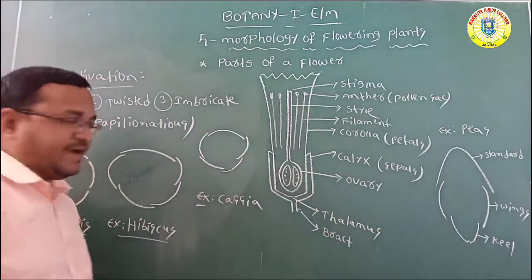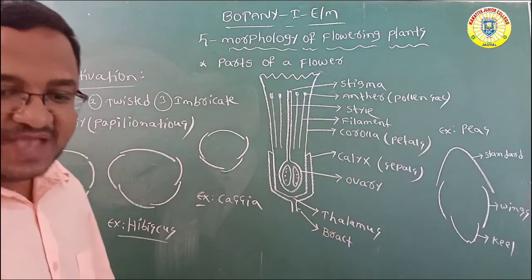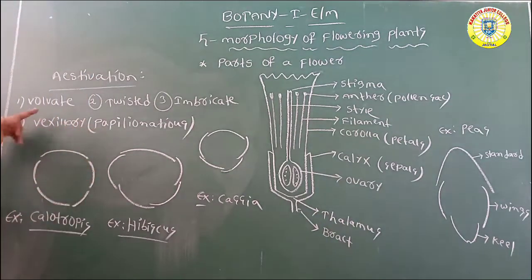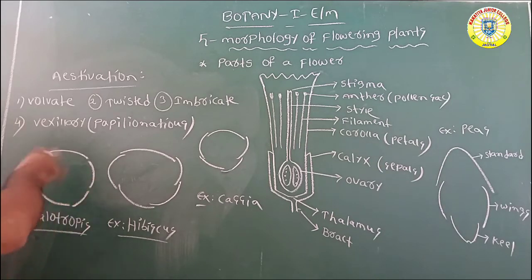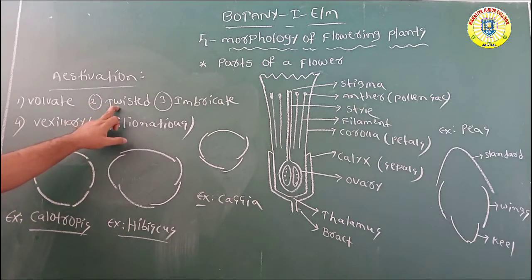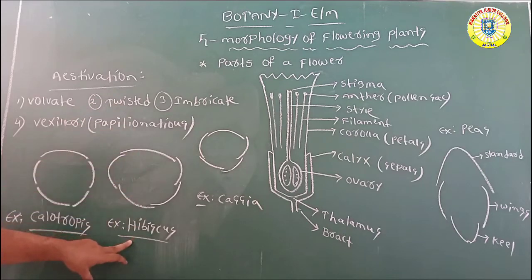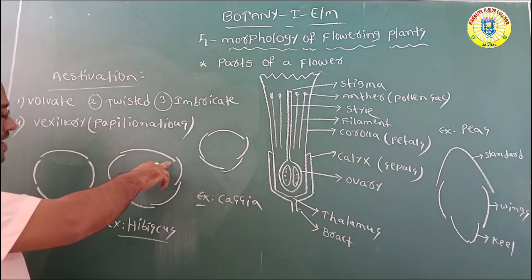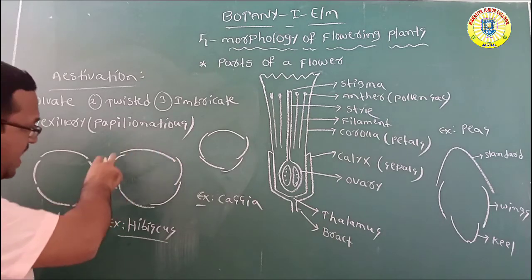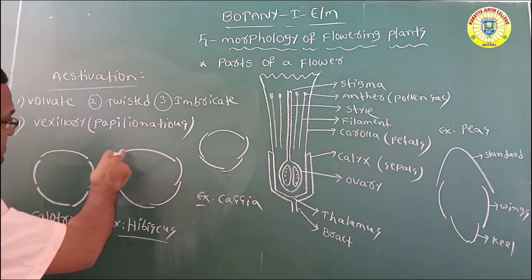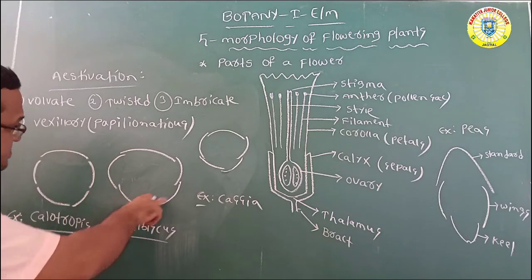So far we completed 4 types of aestivation. The first one is valvulate aestivation. Best example, Calotropis. In this valvulate aestivation, the margins of the sepals or petals touch without overlapping. The second one is twisted aestivation. Best example, hibiscus. In this, the margin of one sepal or petal overlaps the next one. Here, this one overlapping, this one overlapping, this one overlapping.